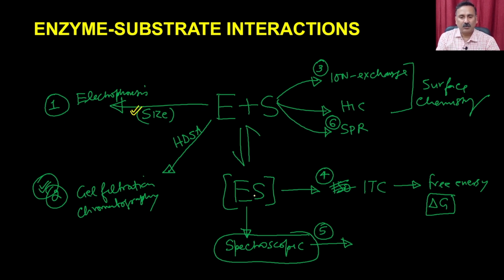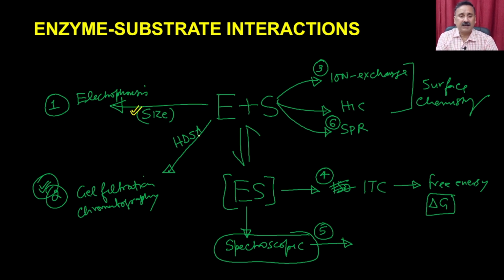And then it can also alter the different types of energy parameters, and that can be mapped in isothermal titration calorimetry. And ultimately, it is also going to change the electronic configuration of the different groups on the enzyme or the substrate, and that can be mapped in spectroscopy.